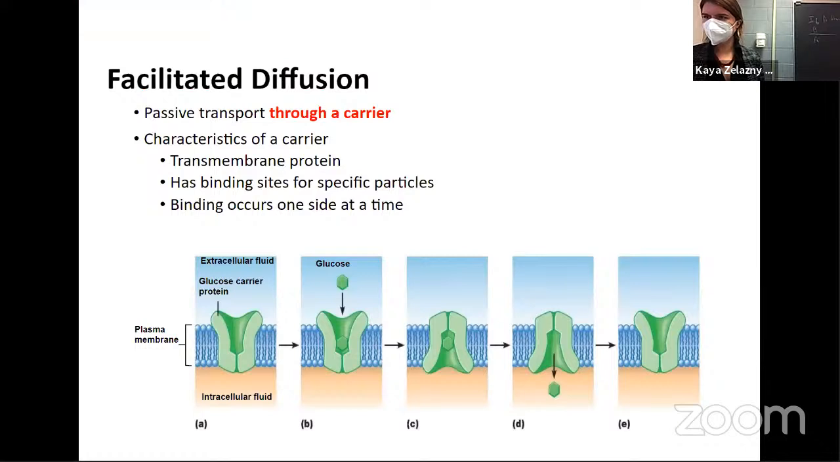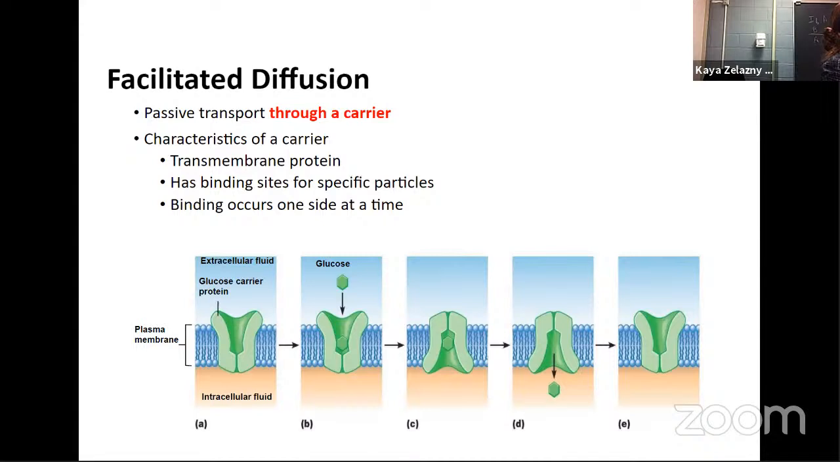But now we're going to move in and talk about our carriers and channels. When we talk about facilitated diffusion, facilitate means to make easier, or to make possible. So facilitated diffusion is still passive transport, so it's still not going to require energy, but it needs a molecule, specifically a protein, to help make it possible. In this case, we're talking about something called a carrier protein. The carrier protein is a transmembrane protein, meaning it goes all the way across. Transmembrane proteins are also a type of integral protein, meaning they go through that hydrophobic central layer of our lipid bilayer.